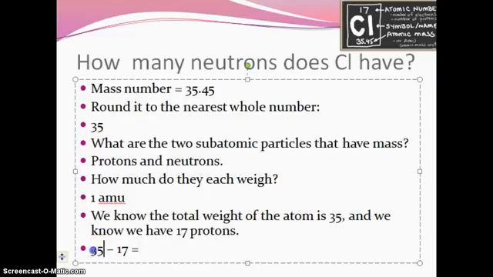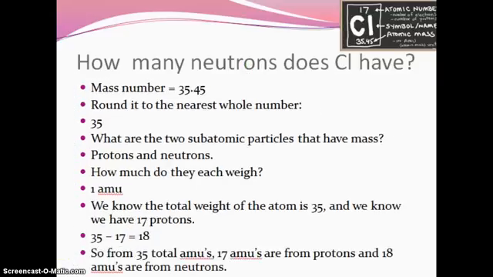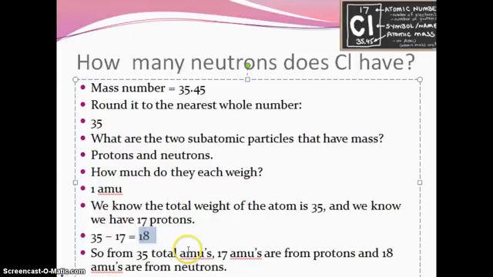So we know the total is 35. 17 of that is because of the protons, which means how much is left over? 18. So from 35 total AMU, or 35 pounds, 17 AMUs, or 17 pounds, are from protons, and 18 pounds, or 18 AMUs, are from the neutrons.